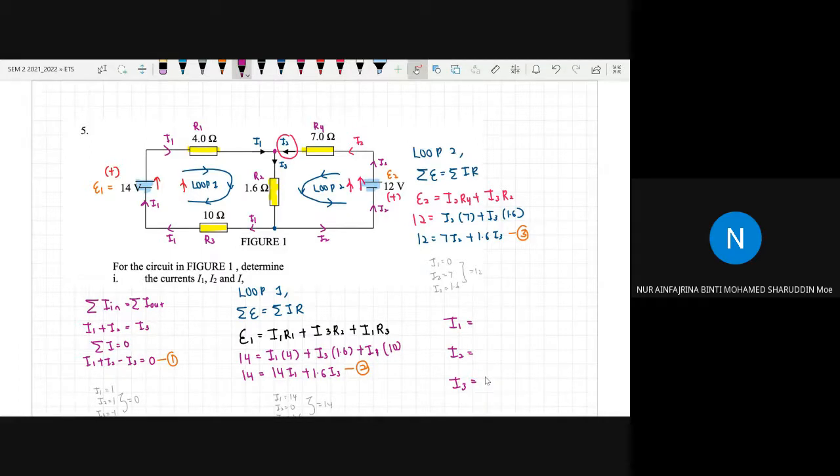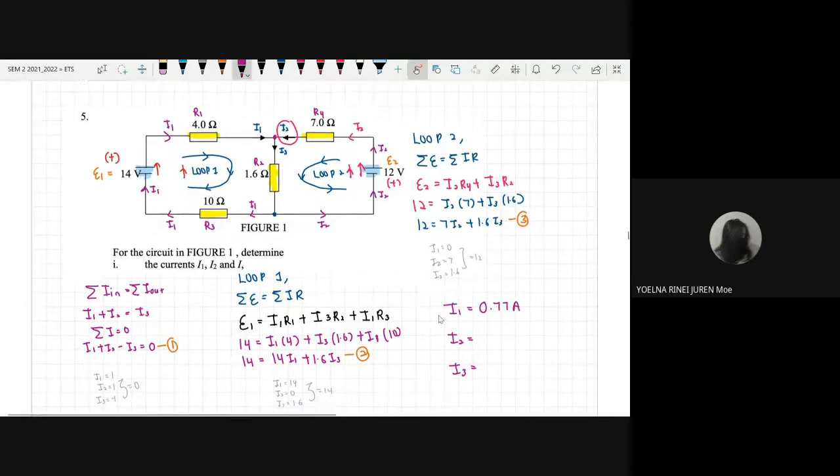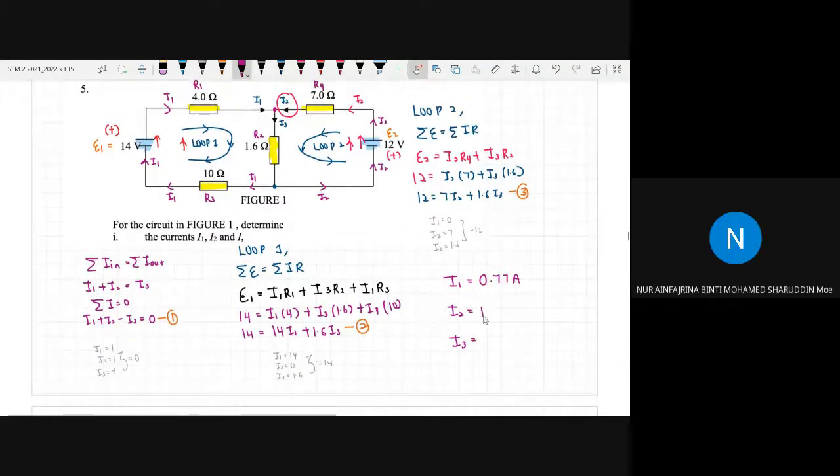Ada yang nak cuba? I1 dapat 0.769. Okay. I2? I2 1.252. Okay, 1.25. I3? 2.02. Okay, 2.02 ampere. Correct. Tepat sekali. Very good. Remember yang ini tak boleh tulis dalam exam tau. Ni tak boleh.